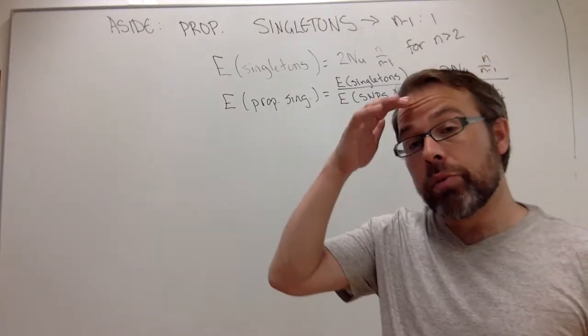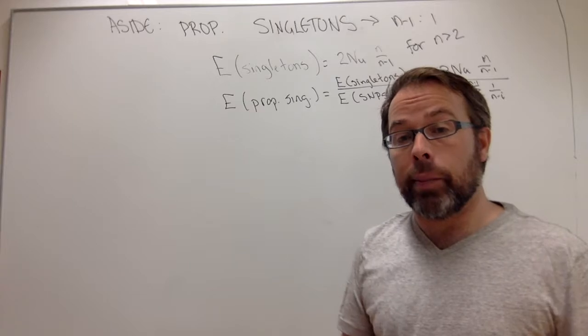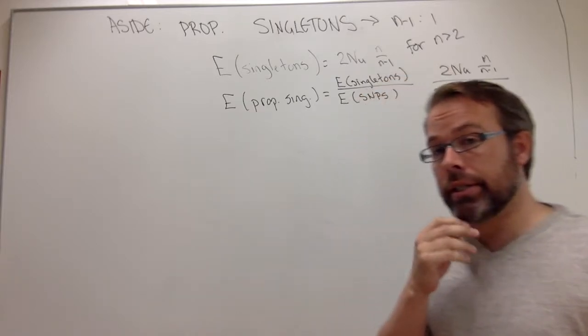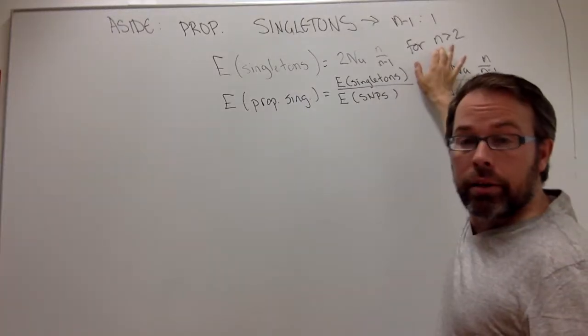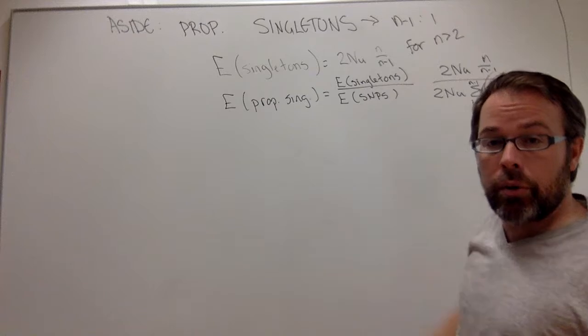Okay, so now we're just going to do some numbers for the proportions of singletons that we expect for samples of different size. In the aside, the short video I just did, I pointed out that there's something wrong with this expression when n is 2. So we'll start with n equals 3.